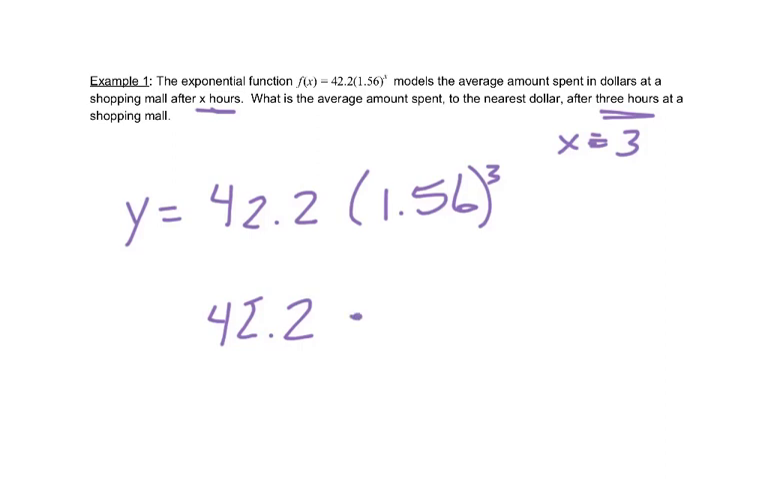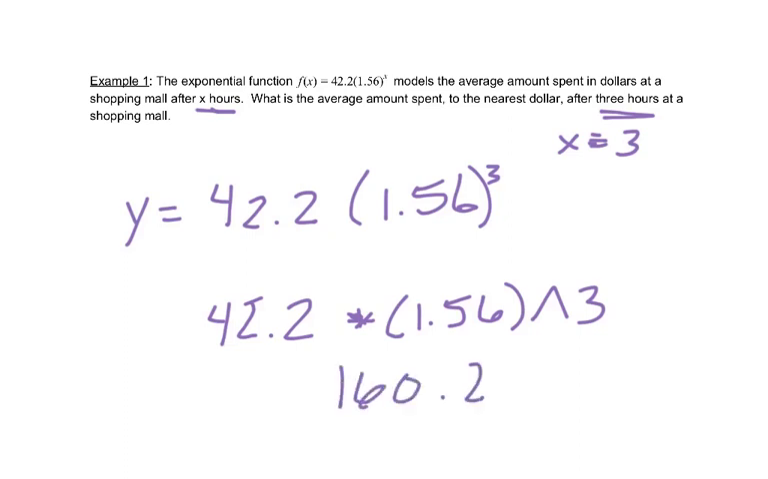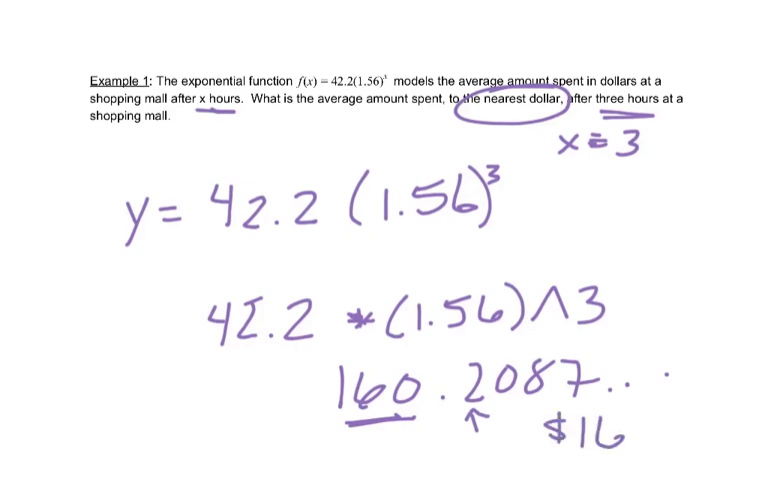42.2 times 1.56 to the power of 3. And we get 160.2087, and it keeps going. But then it says here to the nearest dollar. So we want to look at this. The number after the decimal tells us to leave it as $160. So again, this is just an example of an exponential function.